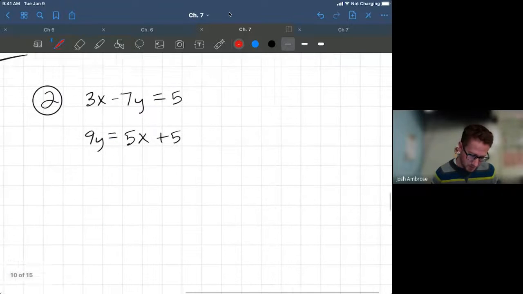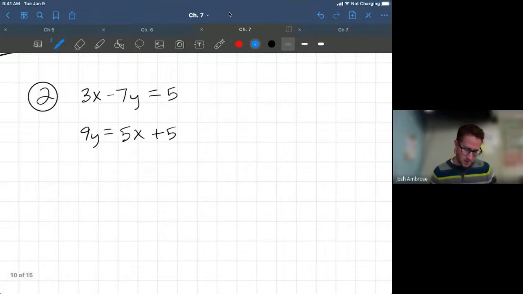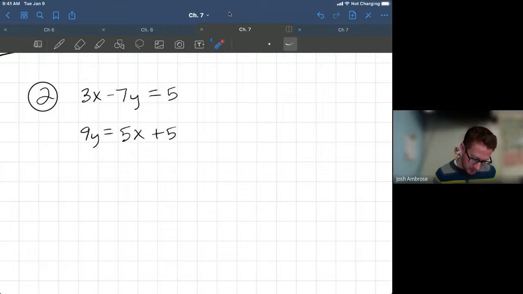All right, so example problem number 2. You're going to notice a couple things. First thing is they're not lined up. So we need to rearrange our terms to get everything lined up. I'm going to take this 5x and bring it in front so that I'm going to have x, then y, then my equal sign, and then my constant, because that's exactly what the top one looks like. I have x, then y, then equals, and then my constant.